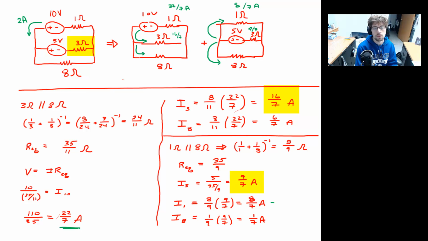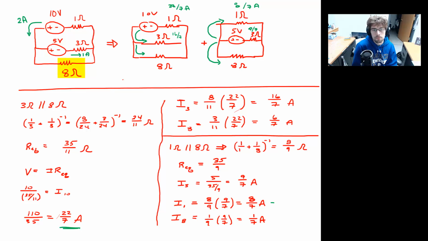Like I said, I'm just doing that in green. And notice again, they're running in opposite directions, which means I need to subtract the two. So 16 minus 9, 7. 7 divided by 7 is 1. And so we get that there must be 1 amp of current flowing from left to right in the 3 ohm resistor.